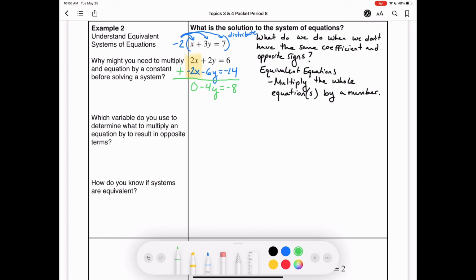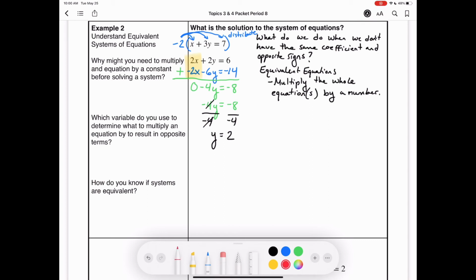Now, we know that the 0 isn't going to do anything to change the 4y, so we're just going to leave that as negative 4y equals negative 8. Now remember that negative 4y is the same as negative 4 multiplied by y. So to get rid of that negative 4, we're going to do the inverse operation and divide both sides by negative 4. So we're going to get y equals negative 8 divided by negative 4. They're both negative, so the answer is going to be positive 2.